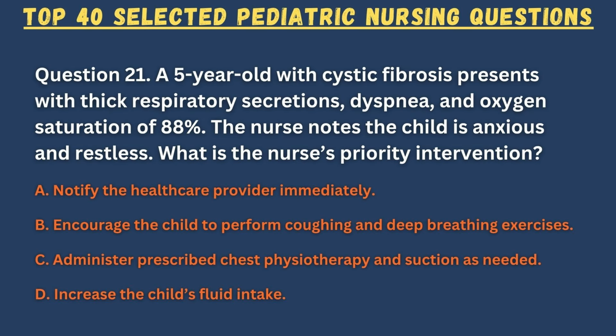Question 21. A 5-year-old with cystic fibrosis presents with thick respiratory secretions, dyspnea, and oxygen saturation of 88%. The nurse notes the child is anxious and restless. What is the nurse's priority intervention? A. Notify the healthcare provider immediately. B. Encourage the child to perform coughing and deep breathing exercises. C. Administer prescribed chest physiotherapy and suction as needed. D. Increase the child's fluid intake.